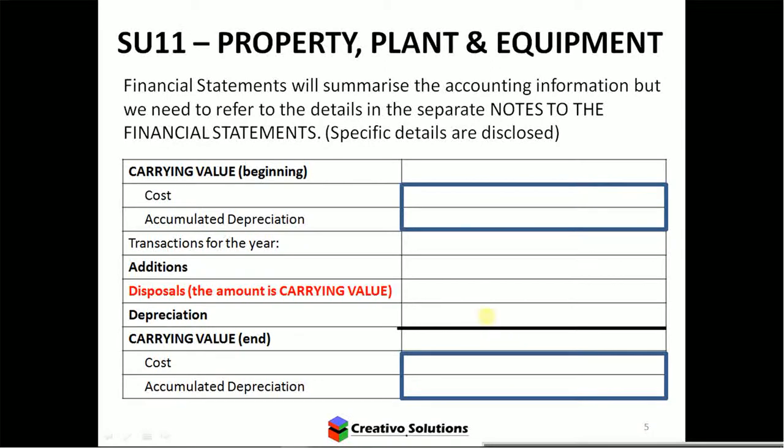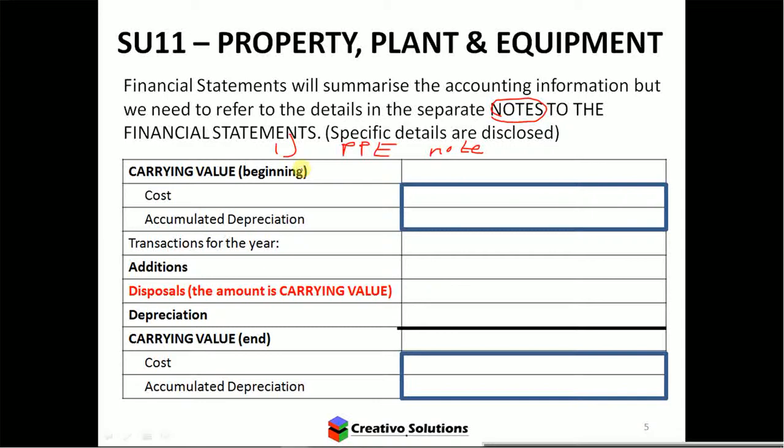Detail. Okay, and where do we show detail? In the notes. The notes to the financial statements show all the detail relating to the property, plant, and equipment. Okay, this is the PPE notes. Okay, this could be called note number 1, PPE notes. Okay, it's just a measure of how much assets we've got in the business.